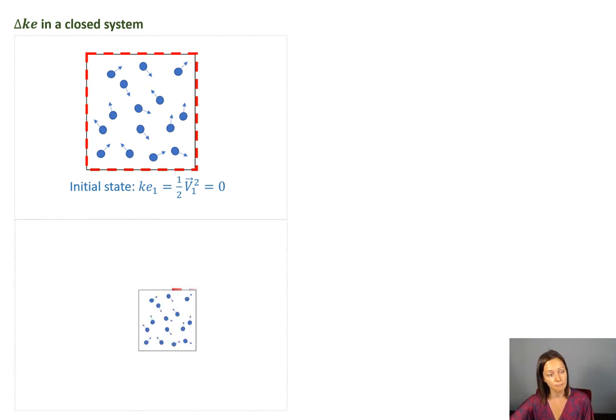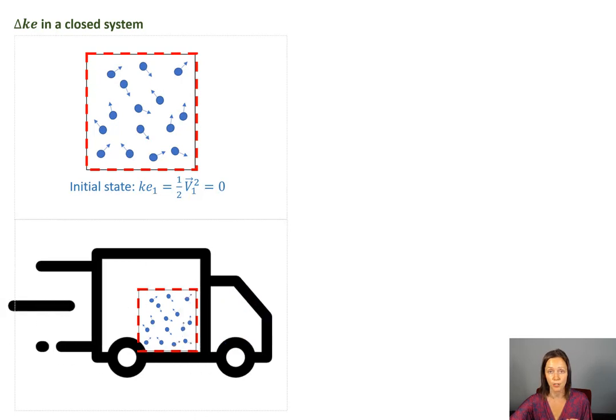Now, if I take that same box, and I'm interested in the kinetic energy of that box, if I take that same box and I put it on a truck and it starts moving with a certain velocity, well, now it does have kinetic energy that's greater than 0. So your kinetic energy change would be the kinetic energy at state 2 minus kinetic energy at state 1, and it would be a positive number.